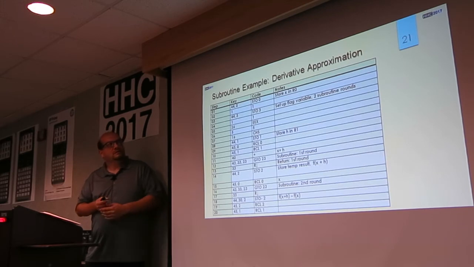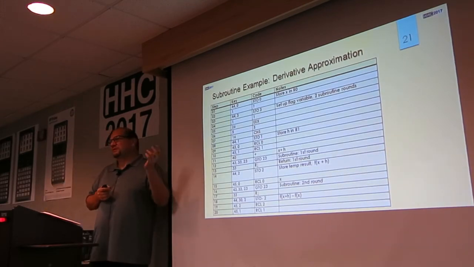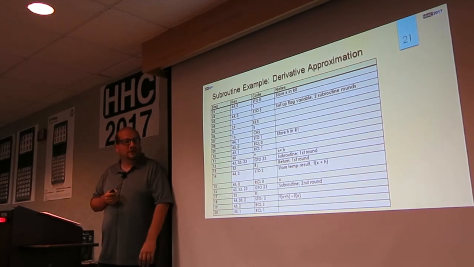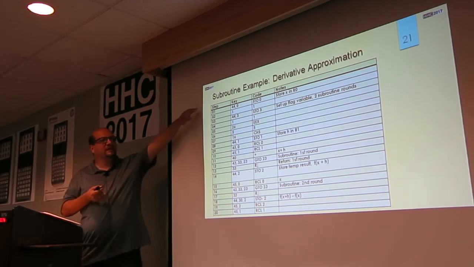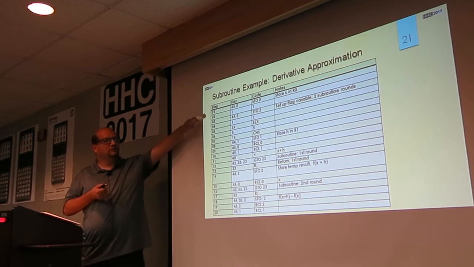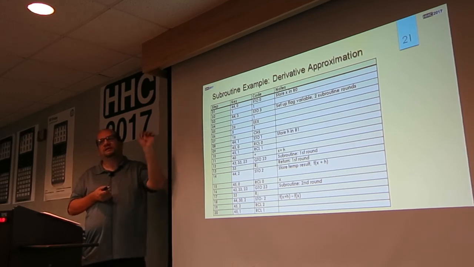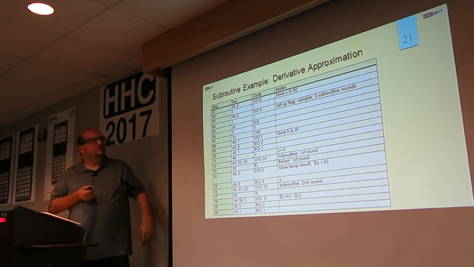So this example here is the approximate derivative. Not the best approximation formula for the derivative, as I found out, but it illustrates the point of how to do the subroutines. As you can see, you set up the flag variable. I designated in this program register 3 to be the flag variable, and I assigned it 1 because I'm only going to call the function twice.